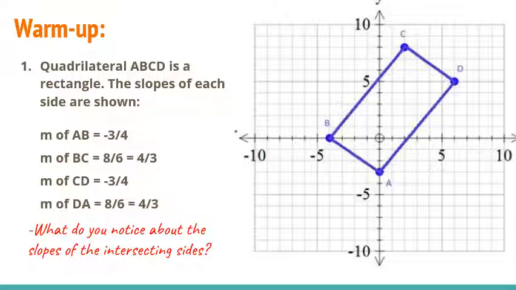Alright, here's that same rectangle we've been warming up with every lesson so far in this unit. But here, it's a little bit different. I've told you that this is a rectangle and the slopes of each line have been given. So let's analyze these slopes together.